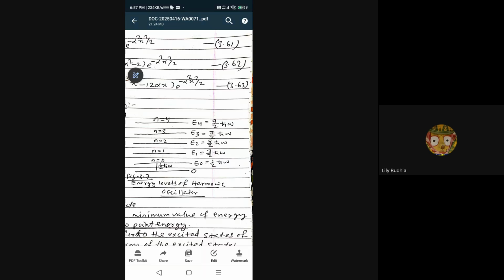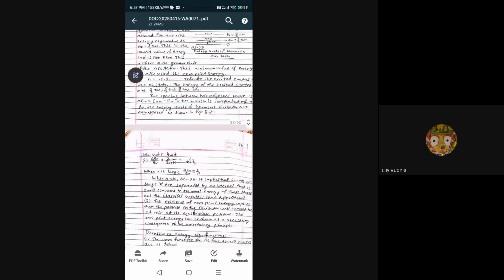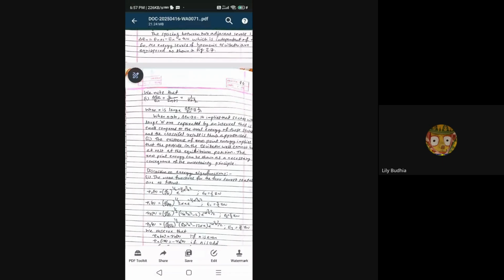And you can see the lowest energy level E0 is non-zero. It has the value half h cross omega. So this is called zero point energy, at which the energy has some non-zero value. E0 is called zero point energy and its value is half h cross omega. Then they are equispaced.